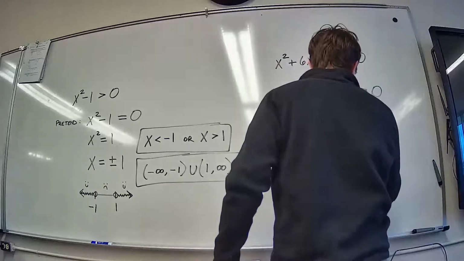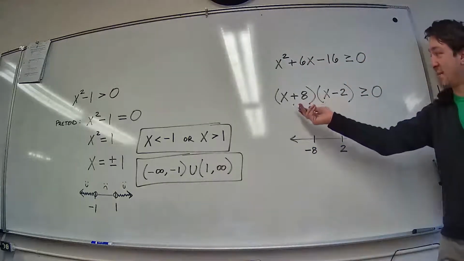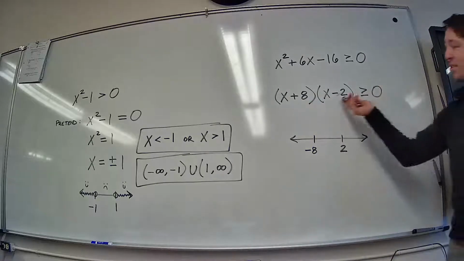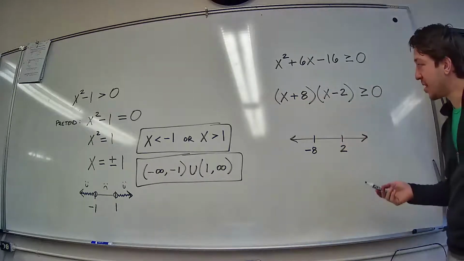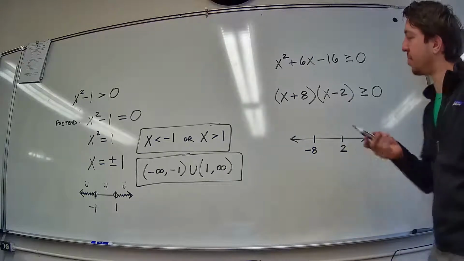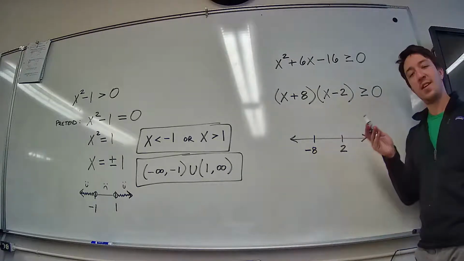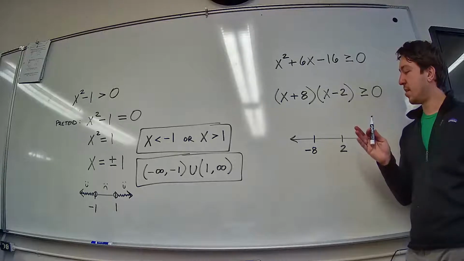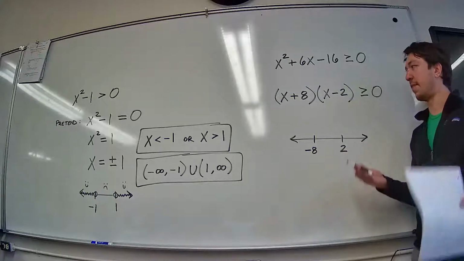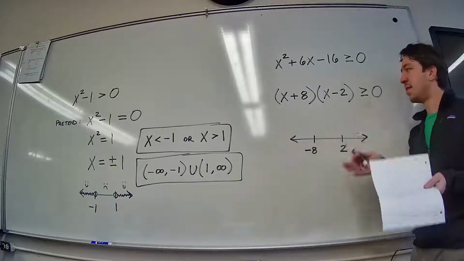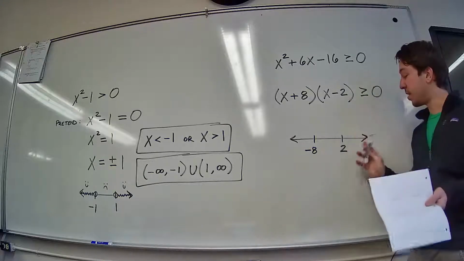Okay, so negative 8 would make this whole thing equal to 0, and 2 would make this whole thing equal to 0. So now let's check our regions here. Now, by the way, when you check these regions, for example, let's plug in a number that's bigger than 2, like 3, 4, 5, whatever you want. I'm going to do 5, just for example.